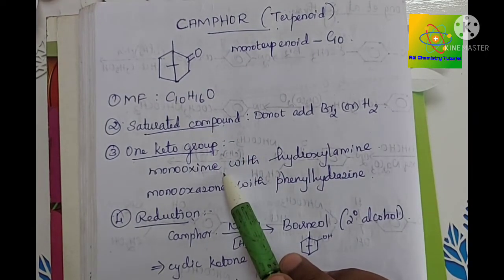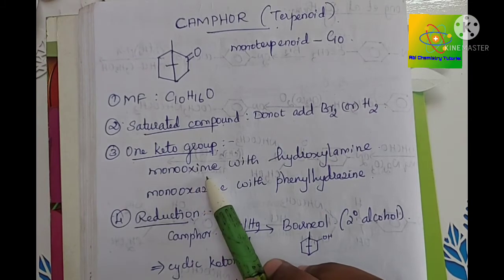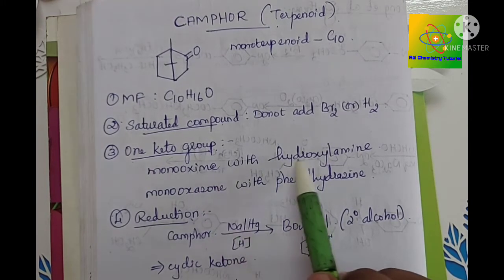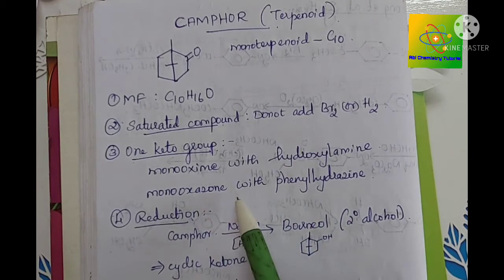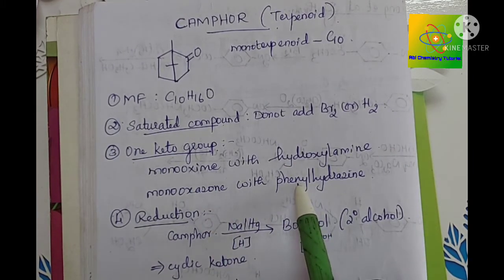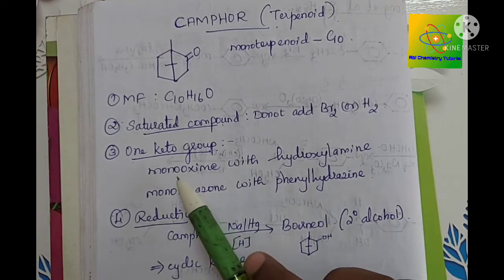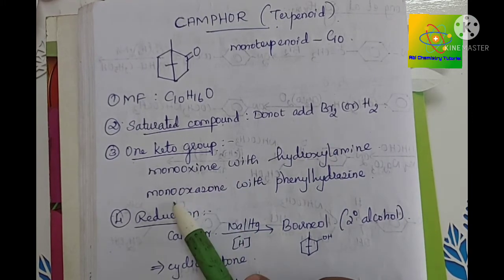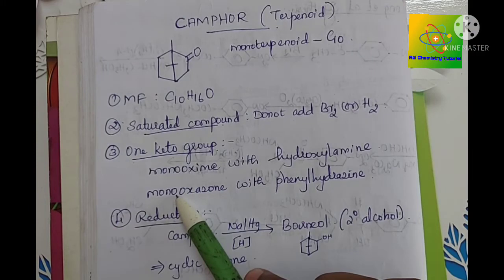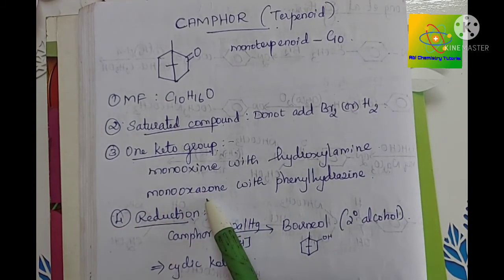Next, we are going to test for the keto group. As you know, if the compound forms a monooxime with hydroxylamine, or forms a monophenylhydrazone with phenylhydrazine, we say the compound has a keto group. Since it is a monooxime and monohydrazone, there is only one ketonic group, which is converted to the oxime and hydrazone.